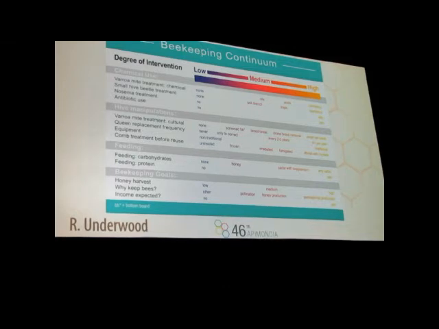So a whole bunch of us brainstormed, how can we represent this in a visual manner? And we came up with this beekeeping continuum. This continuum is published in Insects, and I'll give the reference on the next page.